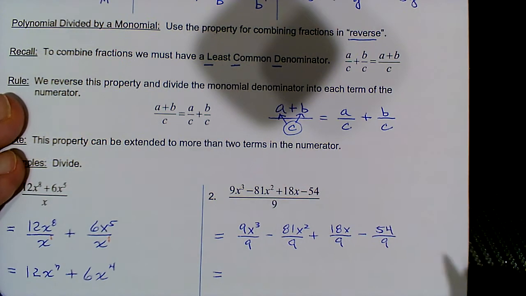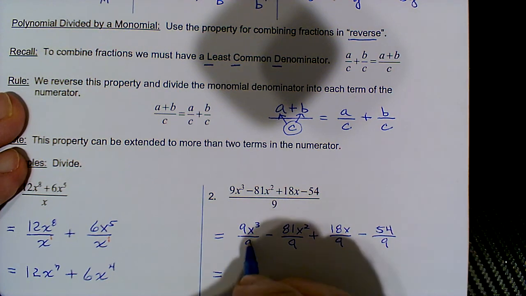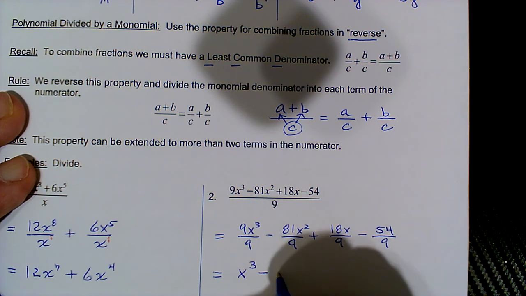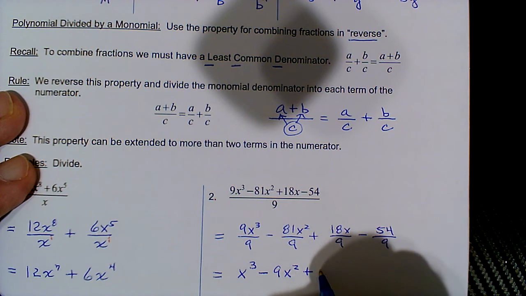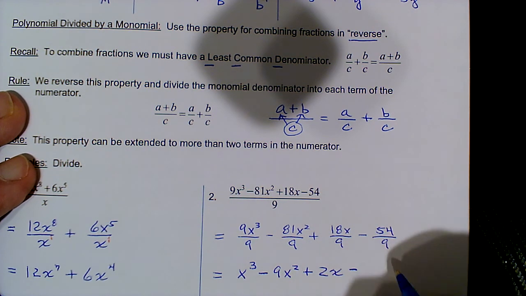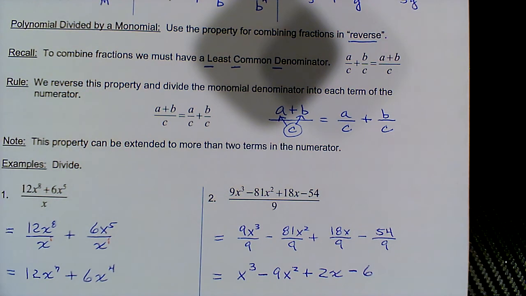And then you can cancel. And here we're just canceling coefficients. 9 goes into 9 once, so 1x cubed, just simply x cubed. 9 goes into 81 9 times, so minus 9x squared. Plus 9 goes into 18 2 times, so plus 2x. And then minus 9 goes into 54 6 times. So that's all there is to that.